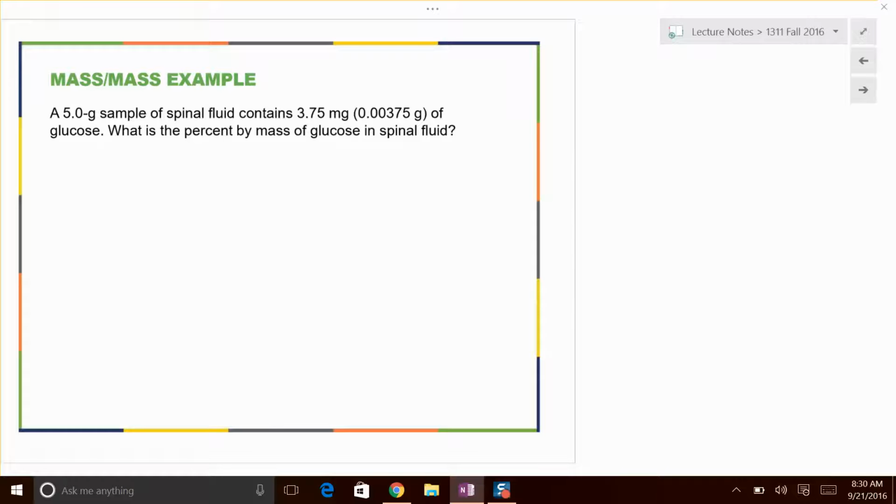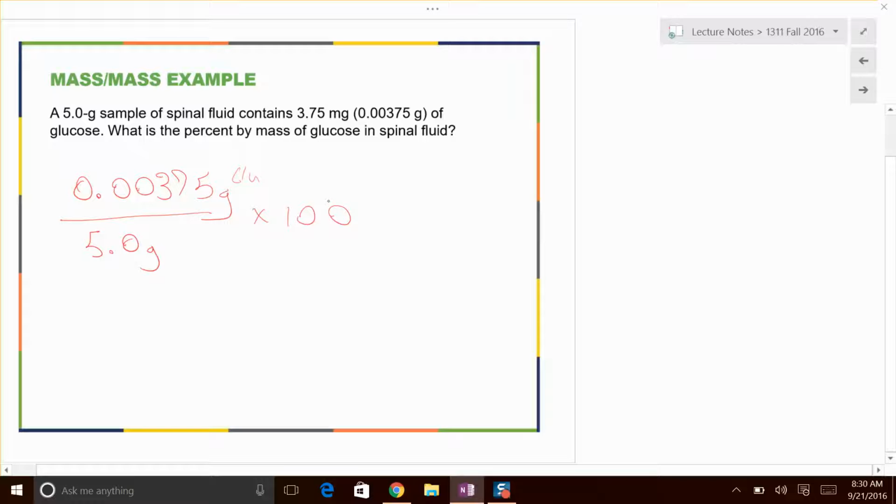Okay, well, this one won't be hard. But we're going to start out with, and they gave me the milligrams, 0.00375 grams of glucose. And we need to divide that by the grams, and it needs to be in grams for mass per mass percents, of the sample, which is 5.0 grams of spinal fluid. And then we're going to multiply it by 100. So what is the mass percent of glucose in spinal fluid? What is the concentration of it in mass percent?